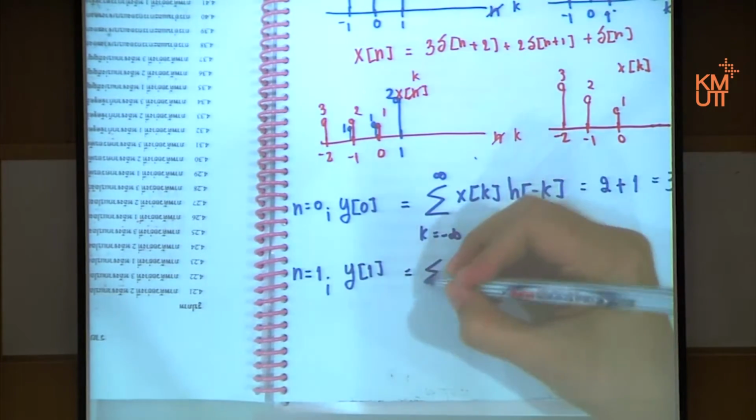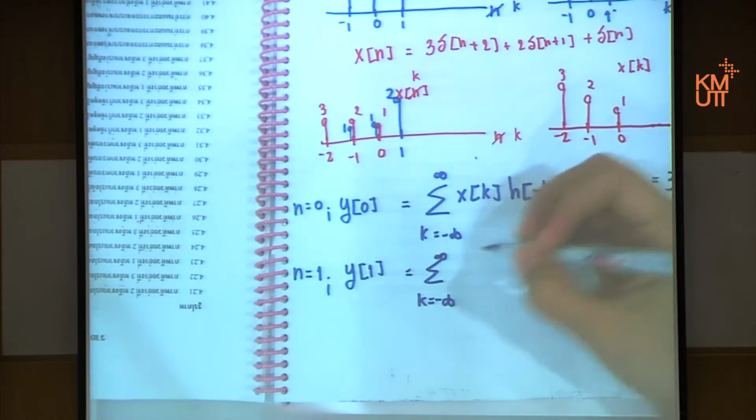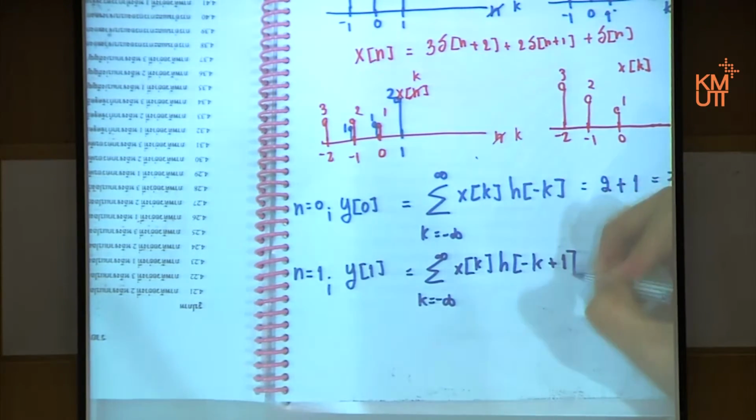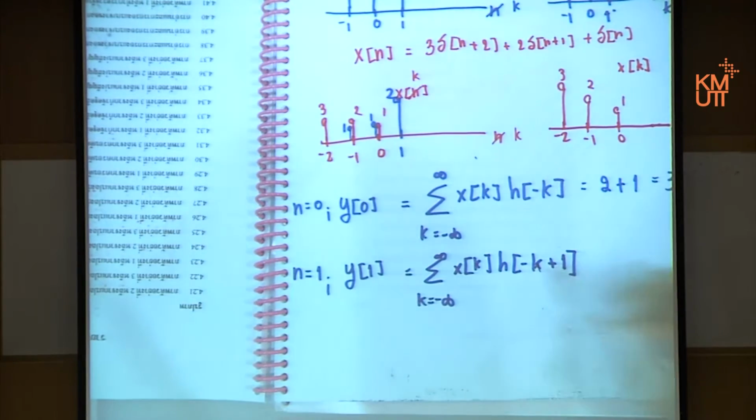You want to find y1, it means that you need to find the sum for k from minus infinity to infinity of xk h minus k plus 1, right? h minus k plus 1 means that you need to shift h minus k to the left or right by 1 unit. จำได้ไหม ต้องไปทางขวานะคะ เพราะว่าคุณฟลิปก่อนใช่ไหม, because you flip hk to h minus k first, so plus 1 you need to shift to the right by 1 unit.